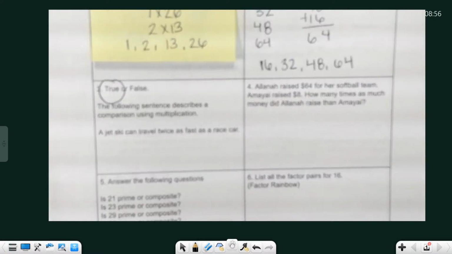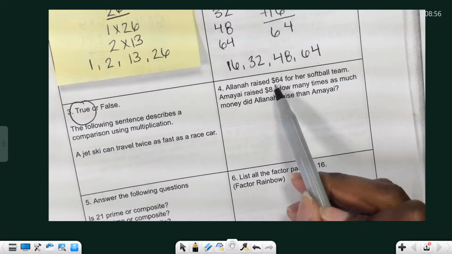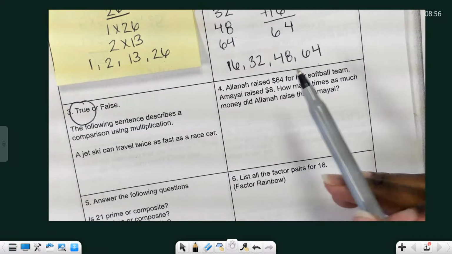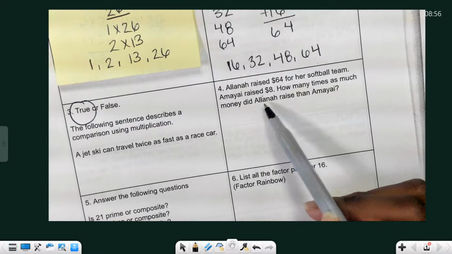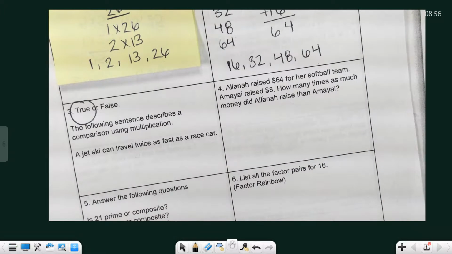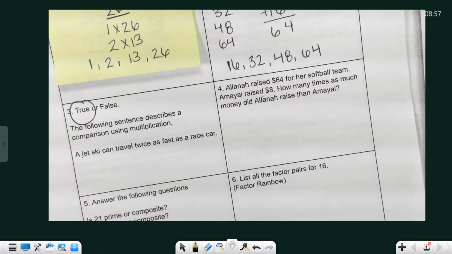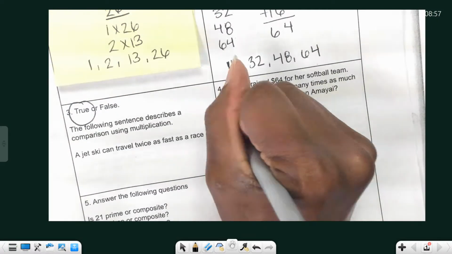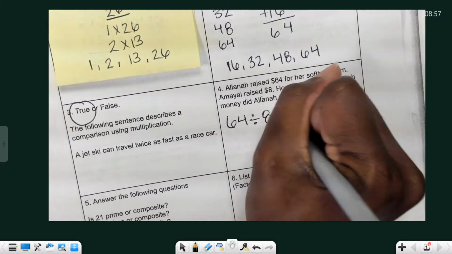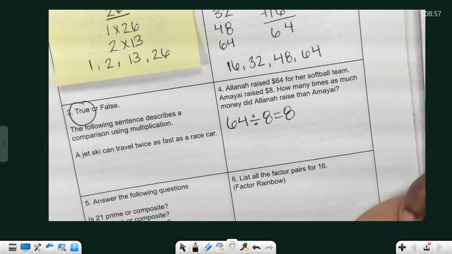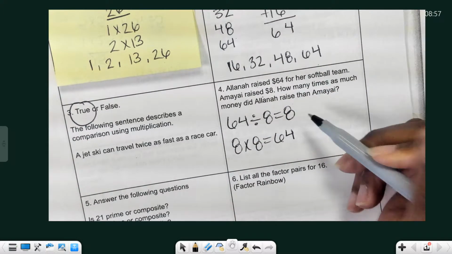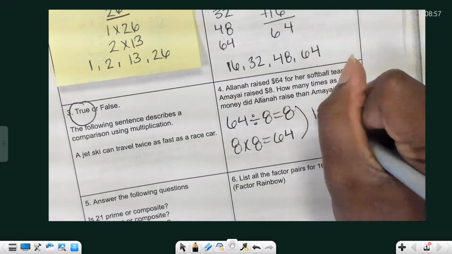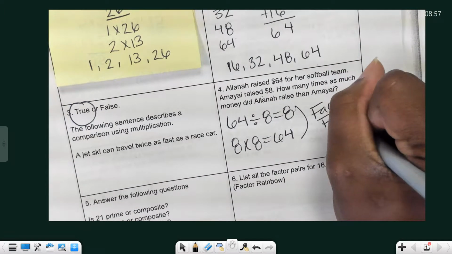Let's look at number 4. Elena raised $64 for her softball team. Amaya raised $8. How many times as much money did Elena raise than Amaya? 64 divided by 8 equals 8. Correct. So if 64 divided by 8 equals 8, that's the same as saying what? 8 times 8 equals 64. It is, and we call this type of relationship a what? Fact family, not factor, fact family.